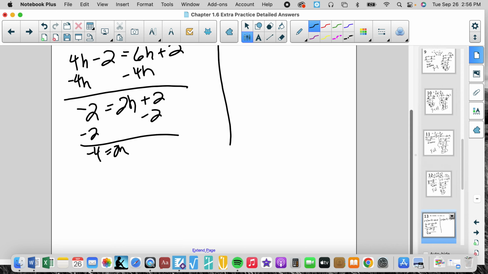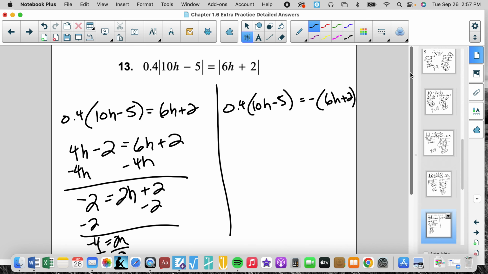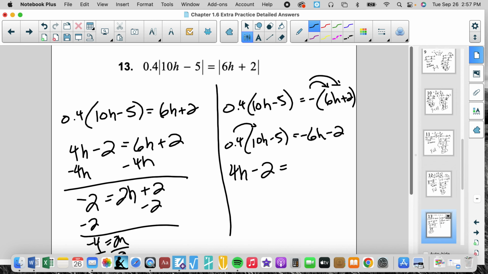We're going to divide both sides by 2. Negative 2 equals h. That's one possible solution. We'll go back here. We'll distribute that negative. We have 0.4 times 10h minus 5 equals negative 6h minus 2. We'll distribute the 0.4. That's going to be 4h minus 2 equals negative 6h minus 2.